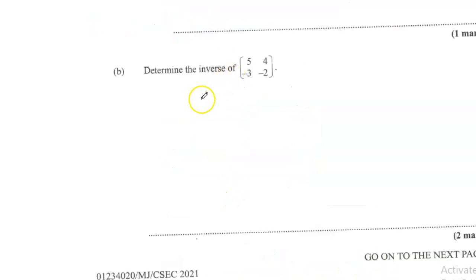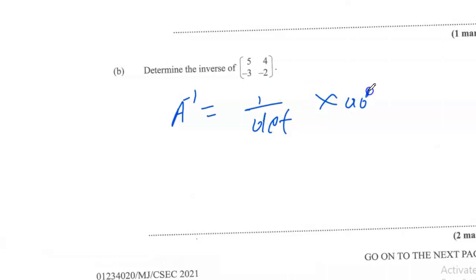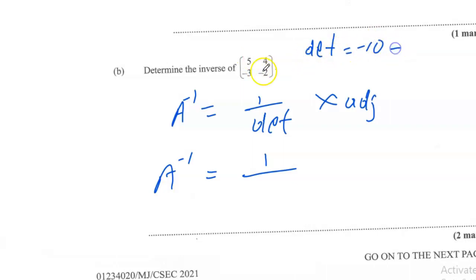Part B, the inverse. So the inverse of a matrix is 1 over the determinant of the matrix times the adjoint of the matrix. Now what's the determinant? The determinant, you cross multiply and subtract. So you multiply across, you get minus 10, minus, and multiply across, you get minus 12. So it's minus 10 plus 12, that's positive 2. So the determinant is positive 2.